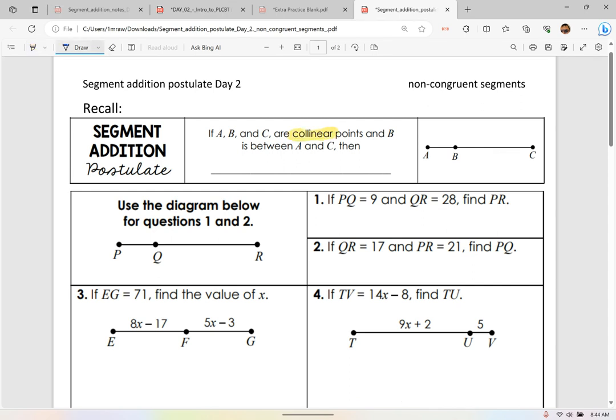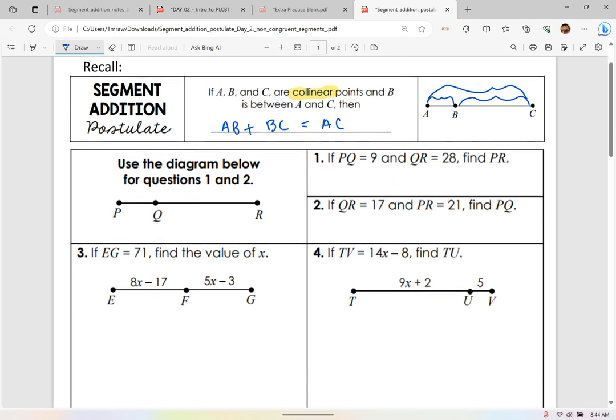Okay, so for this instance, segment AB plus segment BC equals segment AC. So that's the segment addition postulate. When you take two parts of the segment or more, you could probably even do more, and you get the whole segment. And you can go backwards and forwards for looking for missing parts. Okay, so we can use the diagram below to do questions 1 and 2.